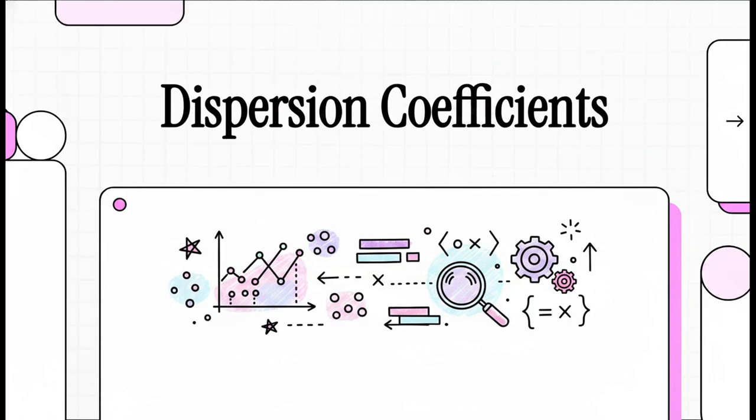Today we are diving straight into Chapter 19 of your Class 11 economics notes, and we're zeroing in on something absolutely crucial, the coefficients of dispersion. If you've ever stared at a massive data set and wondered, how on earth do I compare its volatility to another totally different set of data, well, you are definitely in the right place.